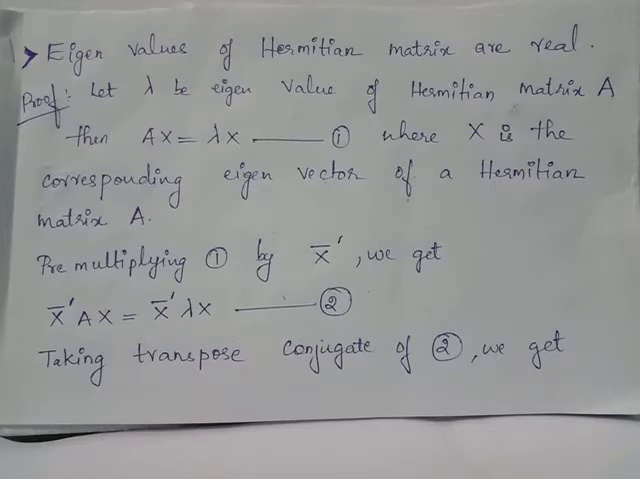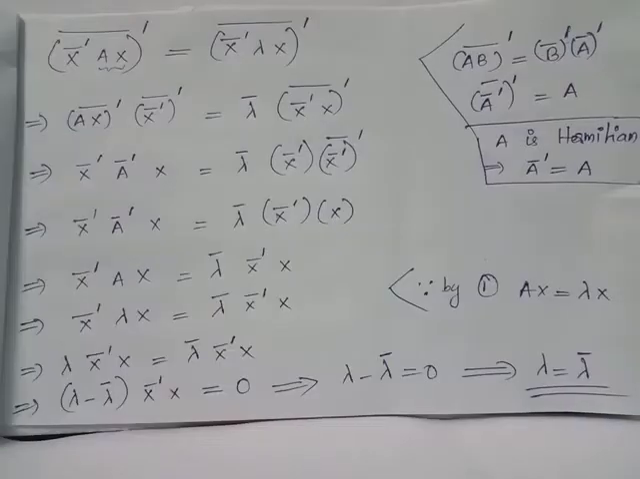Pre-multiplying equation 1 by x conjugate transpose, we obtain the equation x conjugate transpose Ax equals x conjugate transpose lambda x. Note that x conjugate transpose is a row matrix. When we take the conjugate transpose of equation 2, we obtain the equation (x conjugate transpose Ax) the whole conjugate transpose equals (x conjugate transpose lambda x) the whole conjugate transpose.